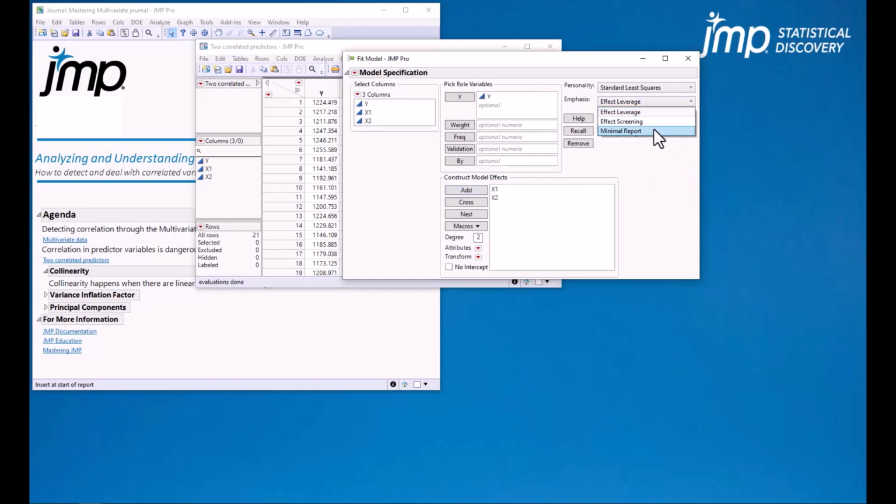Now all day today, I want to control the output that I show you. So I'm going to be choosing Minimal Report for the emphasis, but all the reports are available from the red triangle menu as we go through. And I'm going to click Run.